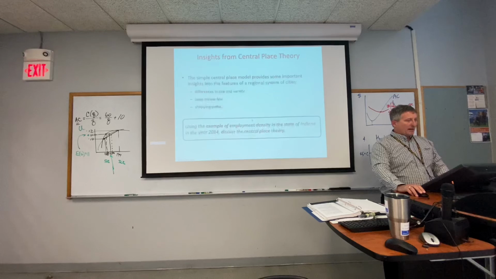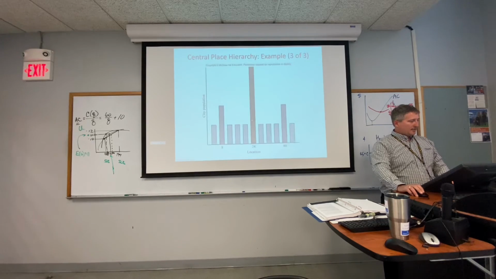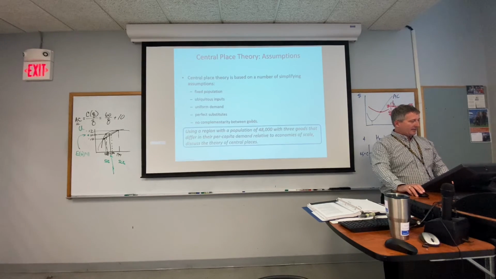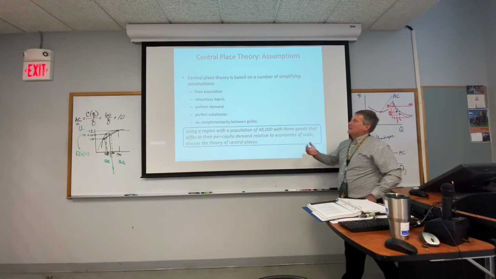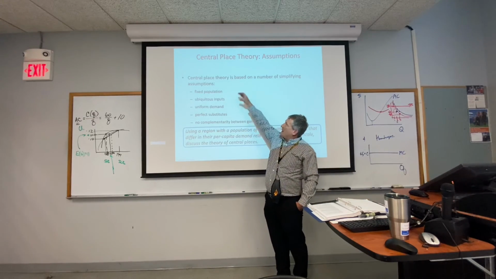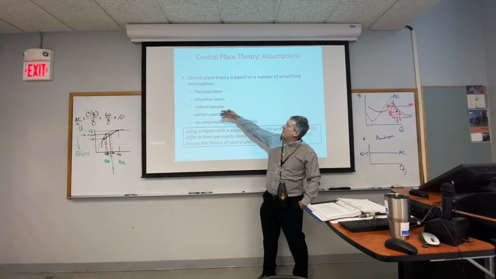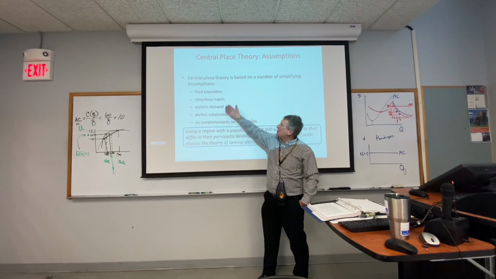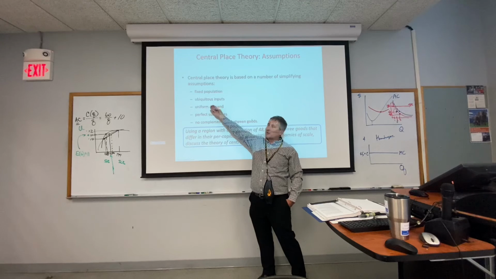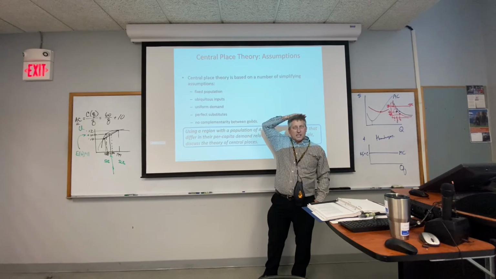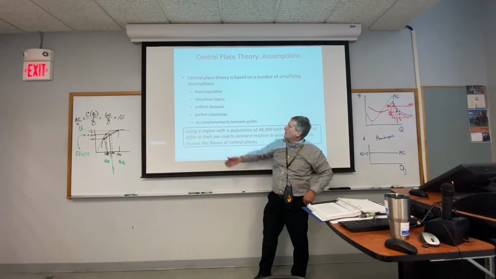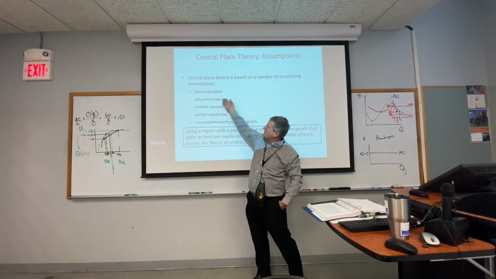So now let me go back. Whoops, I went the wrong direction. All right, so the model then has a bunch of assumptions that are not so realistic. Fixed population, of course, populations change. Ubiquitous inputs, what's ubiquitous again? Always available, easy to get, basically cost-free to get. So those inputs are there for businesses to start up.